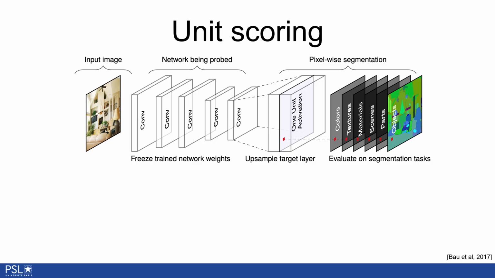The next step was then to use this dataset to associate units in a network with different concepts. This was done using a procedure of unit scoring. In this procedure, different images from the dataset were given as inputs to a trained convolutional network that is being probed. The activation of different units in the convolutional layers was then measured. Remember that each unit in a convolutional layer corresponds to a patch in the original image, so to a set of pixels in the original image.